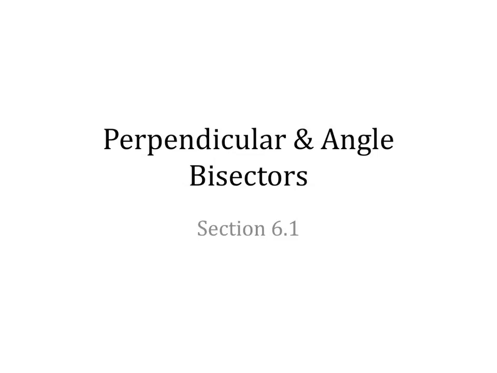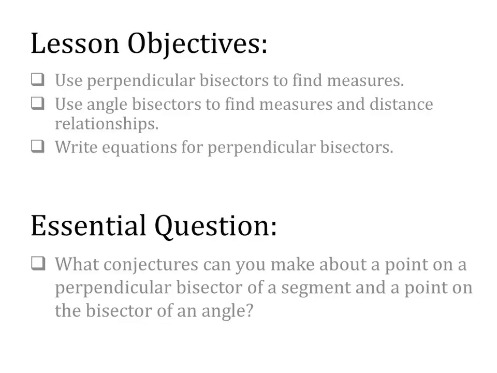Bisectors, section 6.1. Our objectives: to use the perpendicular bisector to find various measures, use angle bisectors to find measures and distance, and write equations for these perpendicular bisectors. So what conjectures can you make about a point on a perpendicular bisector of a segment and a point on the bisector of an angle?